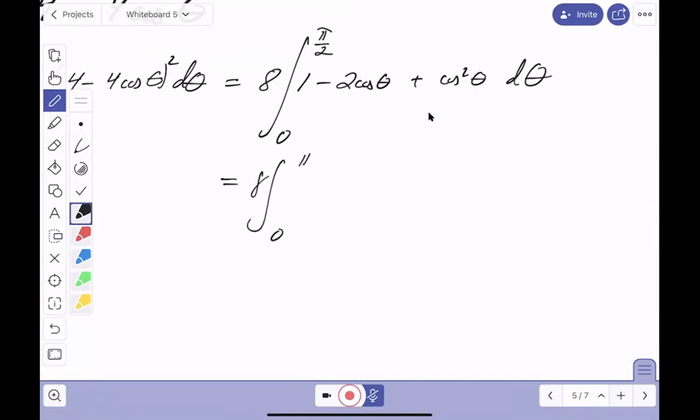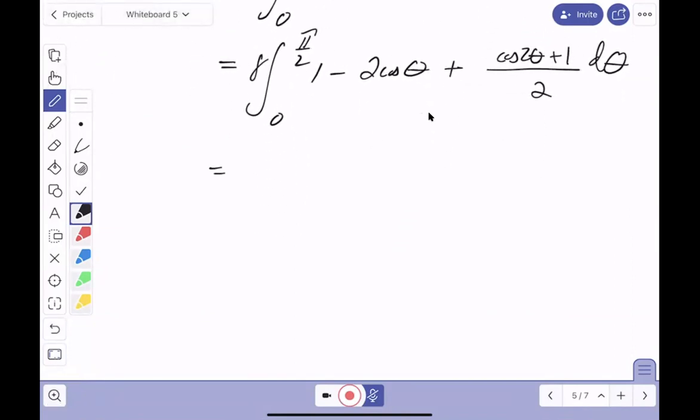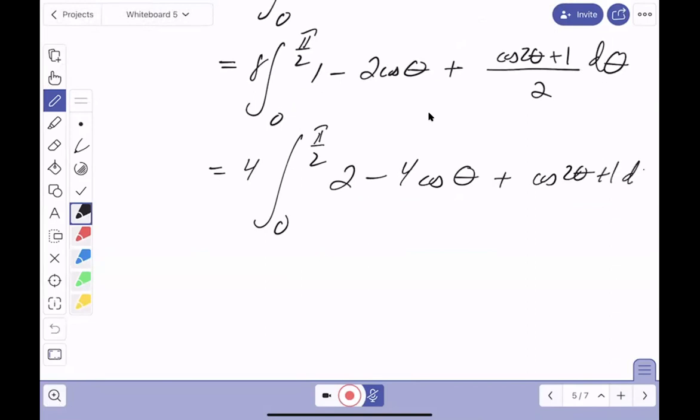0 to pi over 2, 1 minus 2 cosine theta. And then remember we did this before, right? And that was cosine 2 theta plus 1 over 2 d theta. Well, I'm going to borrow a 2 from the 8. And what do you get? You get 4 times 2 minus 4 cosine theta plus cosine 2 theta plus 1 d theta.